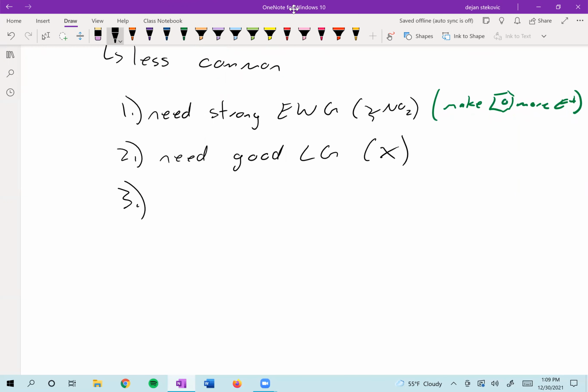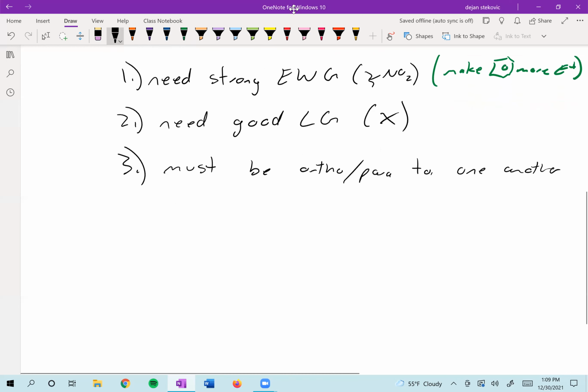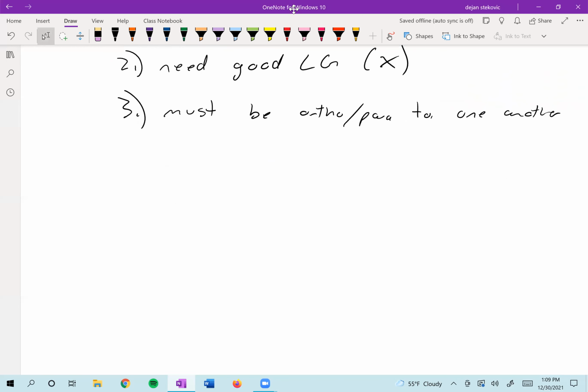And the last thing is that these two groups must be ortho or para to one another. Right, so they have to be ortho or para. They cannot be meta to one another. And if you think about the mechanism, it's easily explained why they need to be ortho or para to one another. So let's go ahead and take a look at the mechanism.